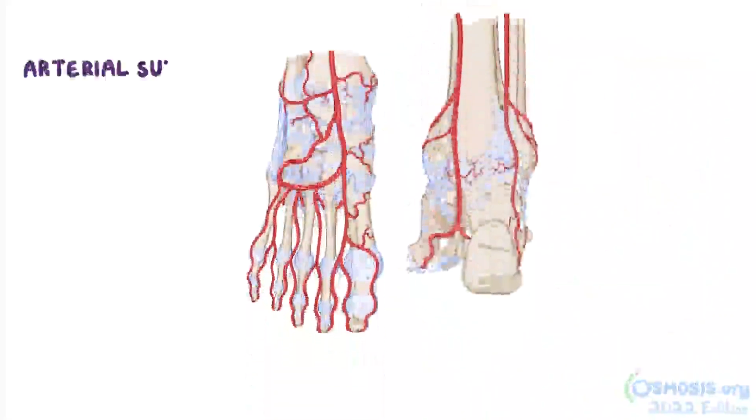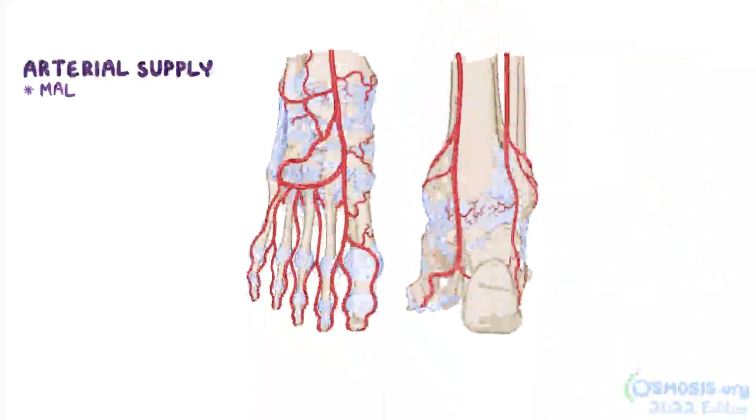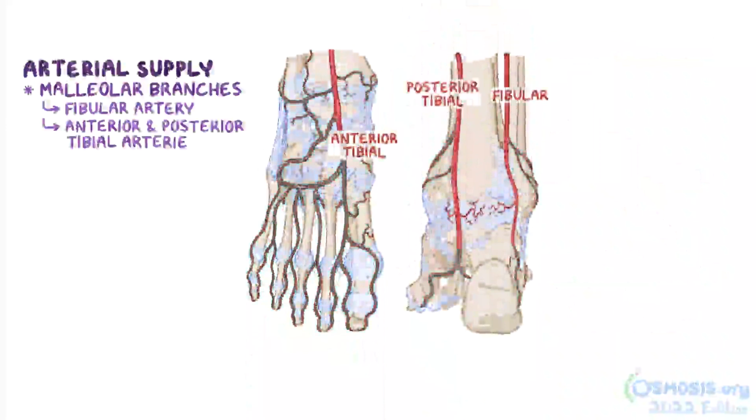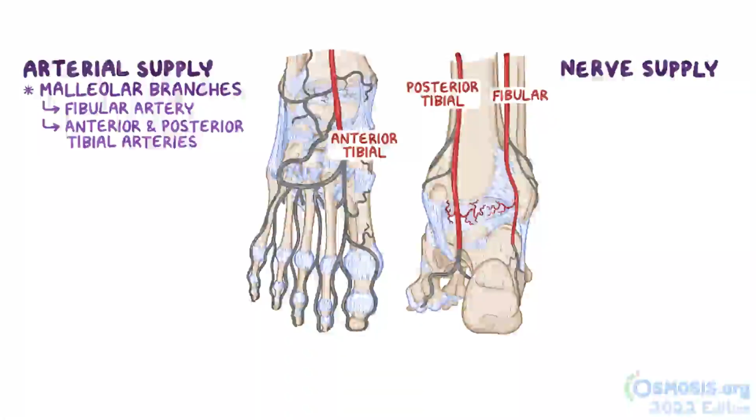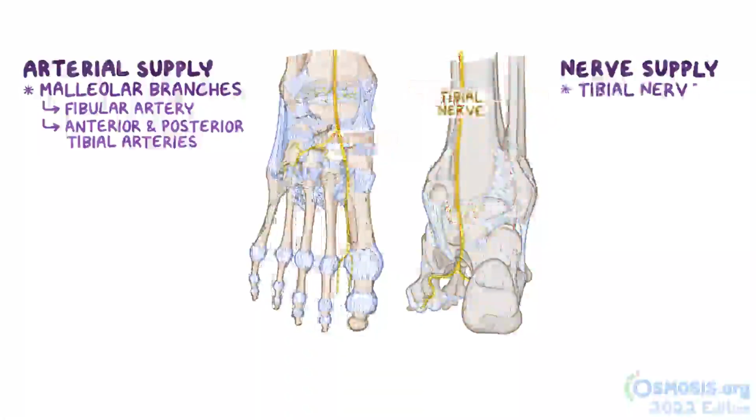Finally, the arterial supply of the ankle joint is derived from the malleolar branches of the fibular and anterior and posterior tibial arteries. And nerve supply of the ankle joint derives from the tibial nerve and deep fibular nerve.